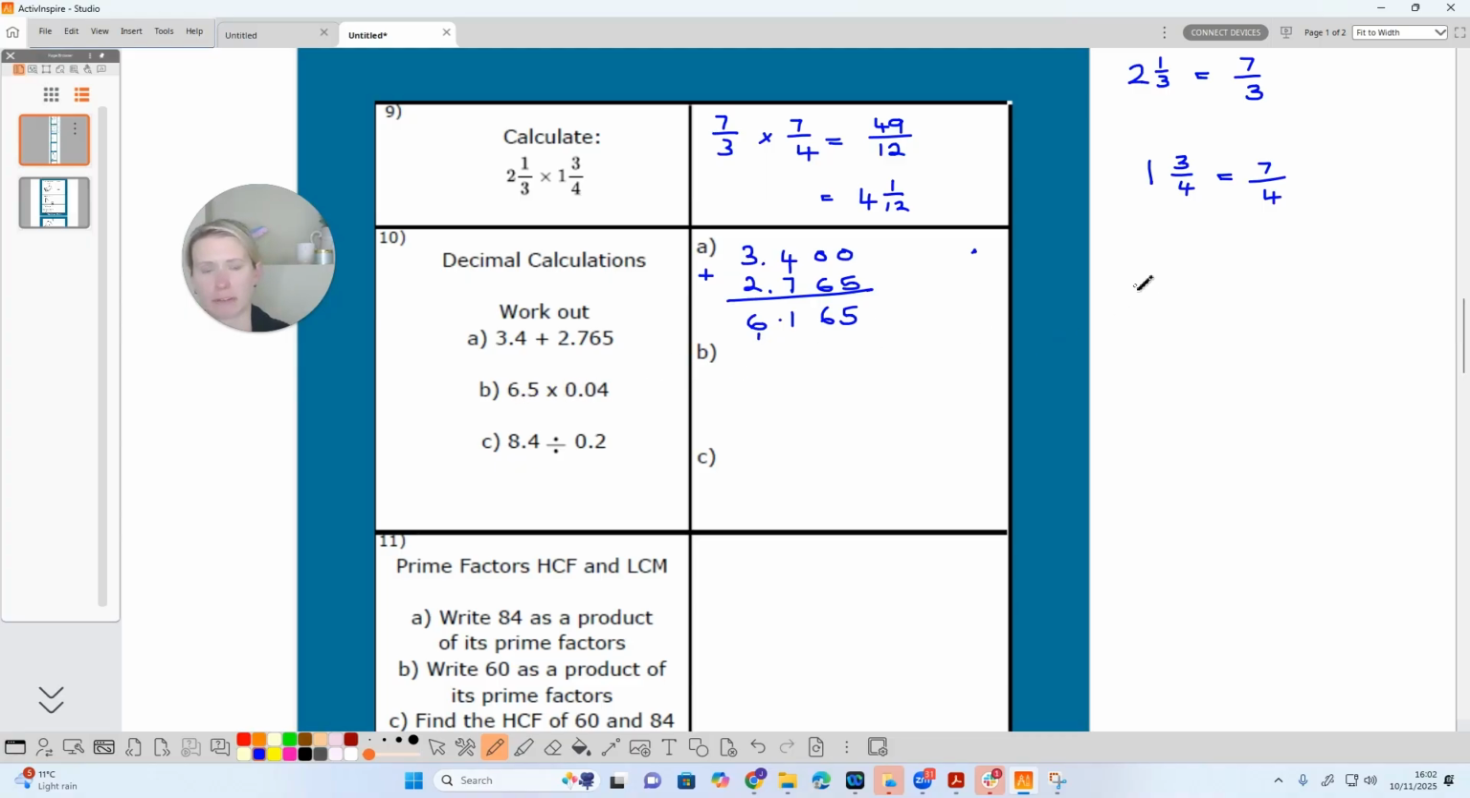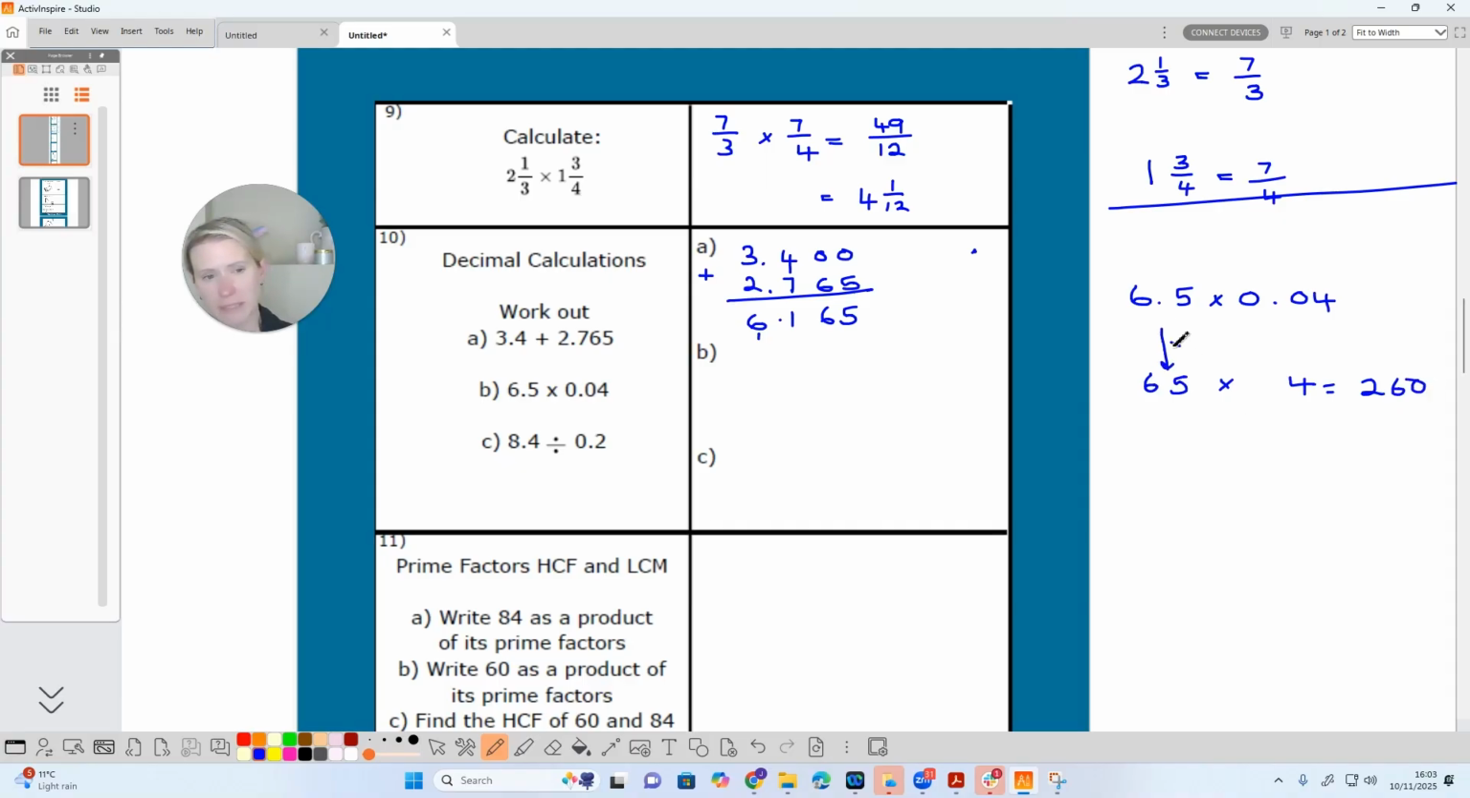6.5 multiplied by 0.04. When we're doing decimal calculations, ignore the decimal points initially. We're going to do 65 multiplied by 4. Okay, 65 multiplied by 4, I'm doubling 65 and doubling it again, which makes 260.